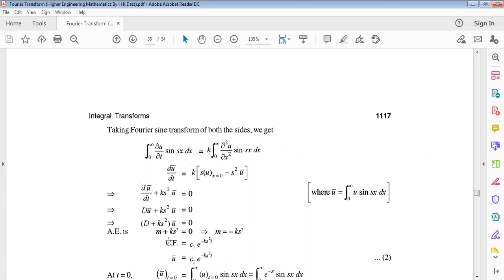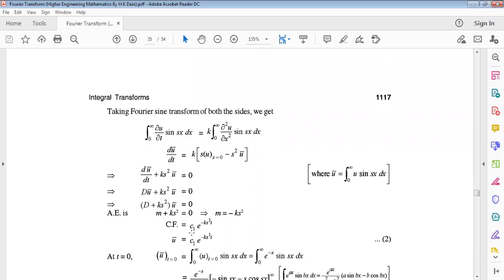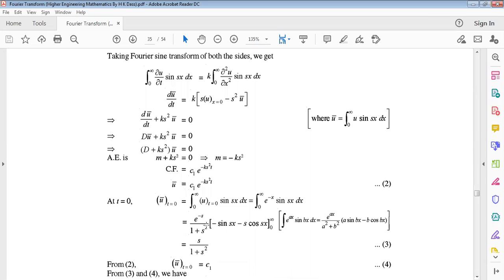The complementary function can be written with just one constant, c1, times e to the power of m x as the standard form of solution. But here the independent variable is t, and in place of m the power will be minus k s². This is why it is e to the power minus k s² t. Then u bar equals c1 e to the power minus k s² t. This is the required solution, but c1 is unknown.